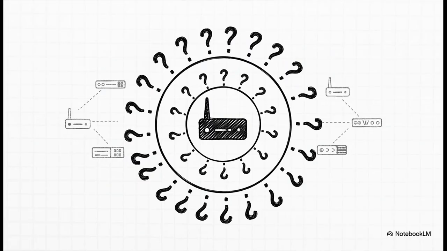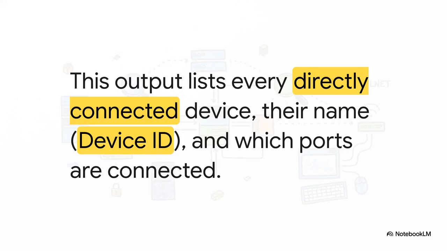Now for the magic trick. Now that she knows her own info, Karen can use CDP to ask the million-dollar question. So, who are you talking to? And the command for that is show CDP neighbors. And just look at this output.